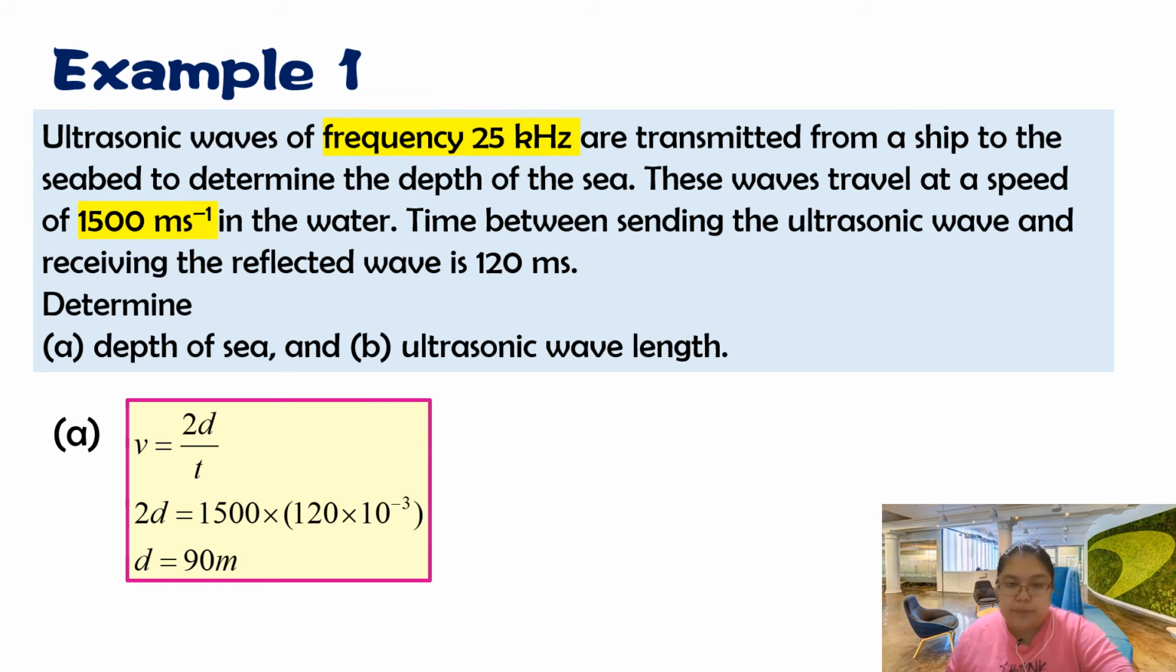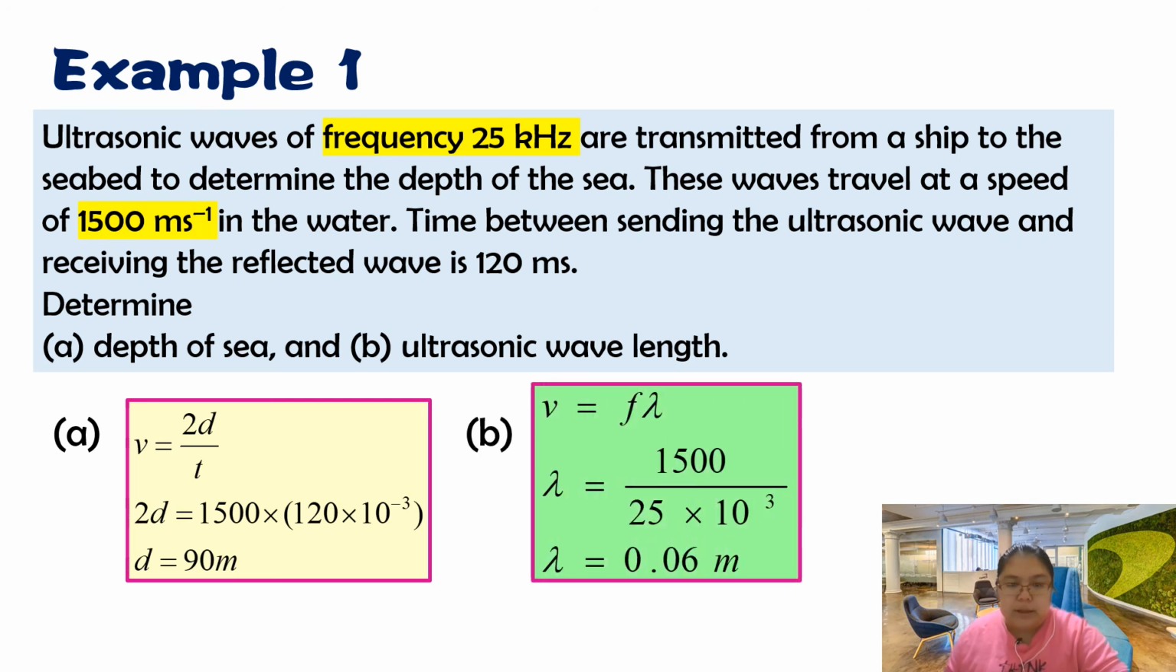Okay, then we try B. B is the ultrasonic sound wavelength. So how to find the wavelength? We just use one of the formulas, V equals f lambda. Now the question provided the frequency, and the speed we also got, 1500. So we just apply V equals f lambda. Then the lambda is how many? 1500 divided by 25 times 10 to the power of 3, because the frequency is in kilohertz. Then I get the lambda as 0.06 meter.